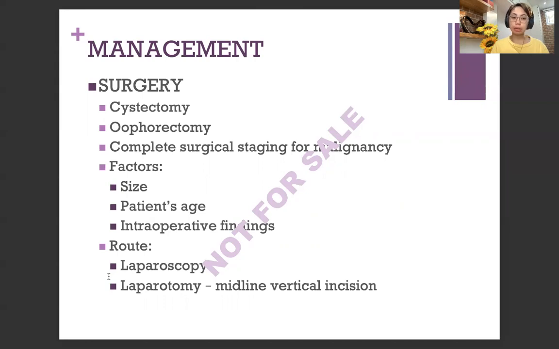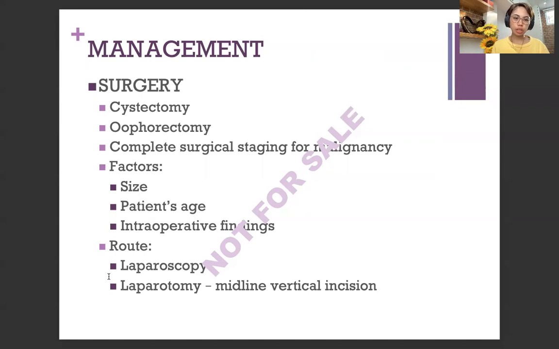Surgical management can be either cystectomy, where you just remove the cyst and leave the ovaries behind, or you remove the whole ovary, or you do complete surgical staging for malignancy. Complete surgical staging means you do not just remove the ovary. You remove the uterus, cervix, fallopian tube, ovary, nodes, and the pelvic fluid for cytology.